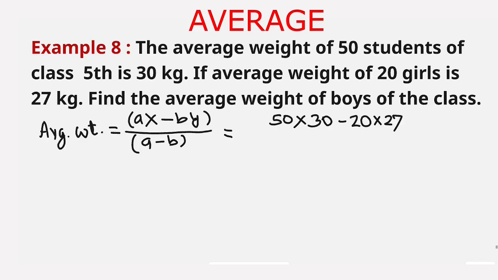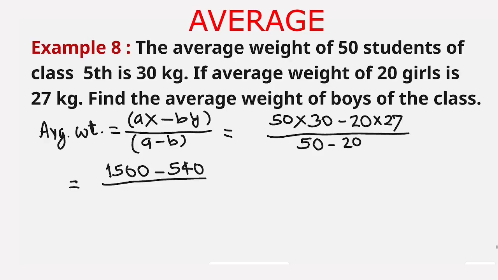So it is 20 multiplied by 27. Now the number of students total is 50 minus the number of girls, 20. So this is equal to the average weight of the boys. 50 multiplied by 30 is 1500 minus 20 multiplied by 27 is 540, divided by 50 minus 20 is 30. 1500 minus 540 is 960 divided by 30.